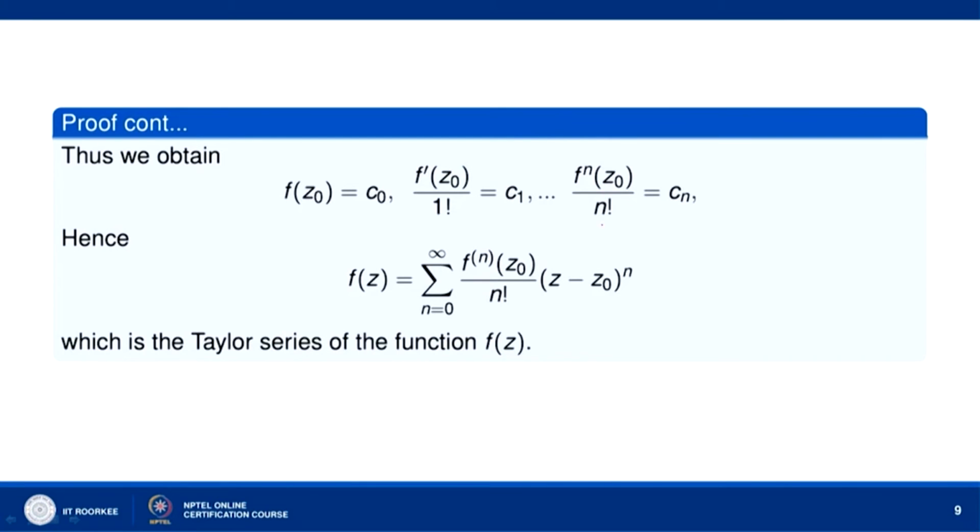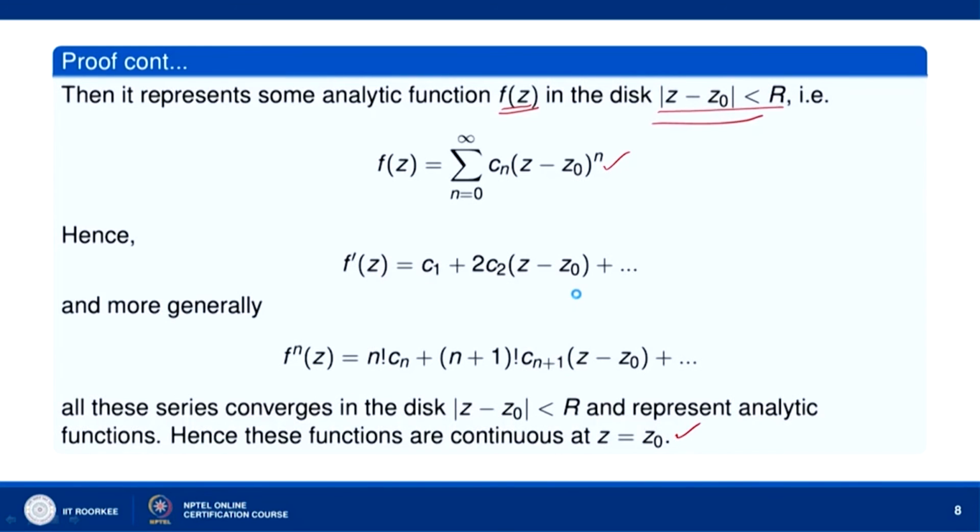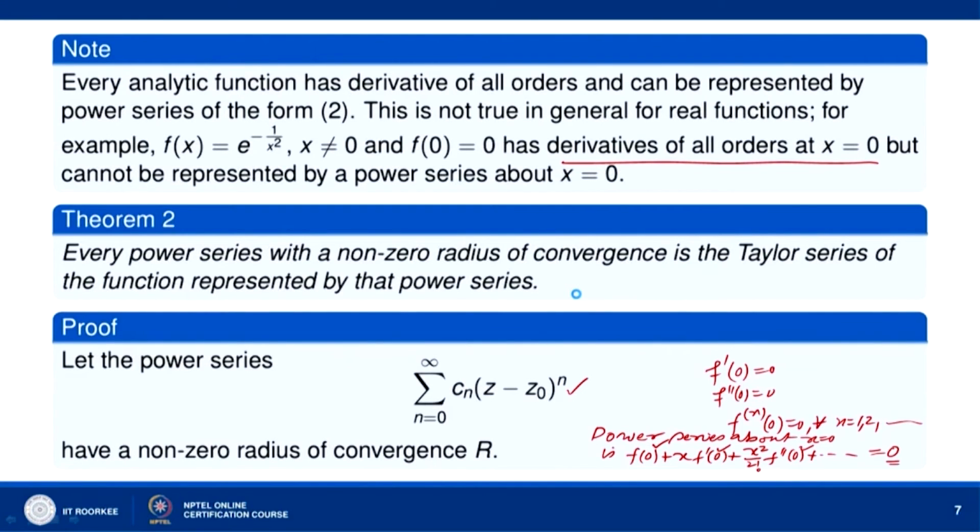Or we can say c naught is equal to f(z naught), c 1 equal to f prime z naught over 1 factorial, c n equal to f n (z naught) over n factorial, and thus we get f(z) equal to sigma n equal to 0 to infinity f n (z naught) over n factorial (z minus z naught) to the power n, which is the Taylor series of the function f(z). So this proves the theorem, that is, any power series with a non-zero radius of convergence is the Taylor series of the function represented by that power series.